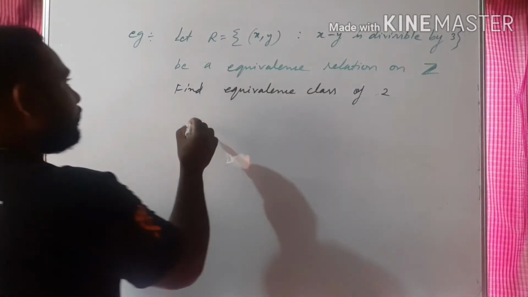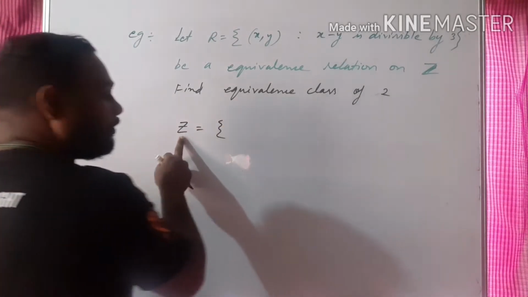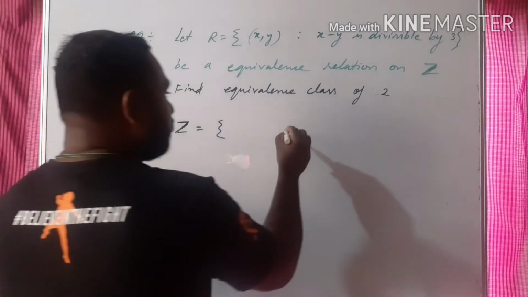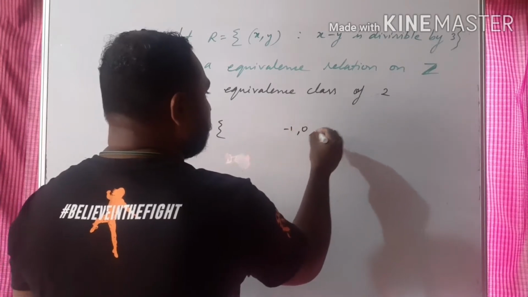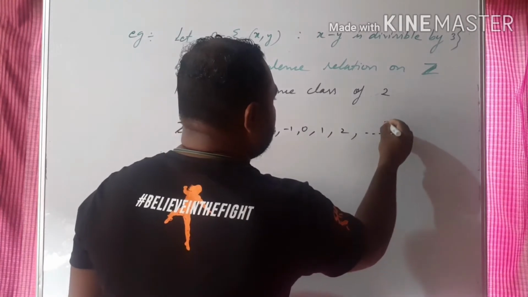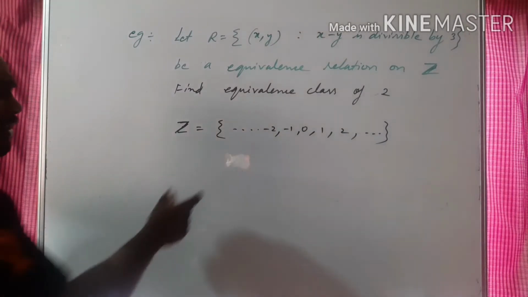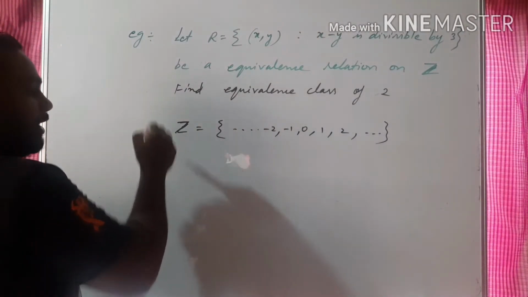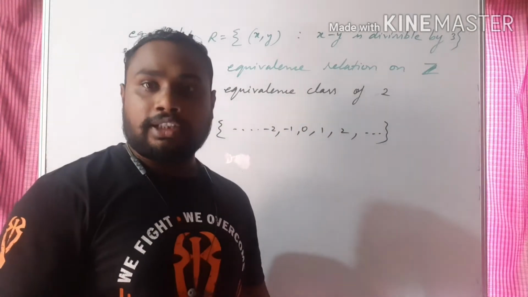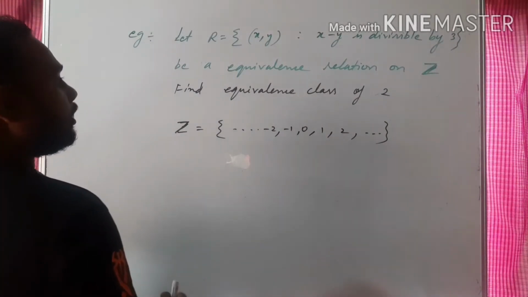So here we have the set Z. You all know that this is the set of integers. I am writing the set of integers here: 0, minus 1, 1, minus 2, 2, it will go on like this. Why am I writing like this? We used to take a relation on A like that, so here in place of A it is the set of integers. So we want to find the equivalence class of 2.